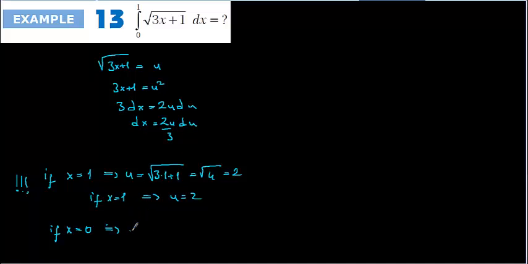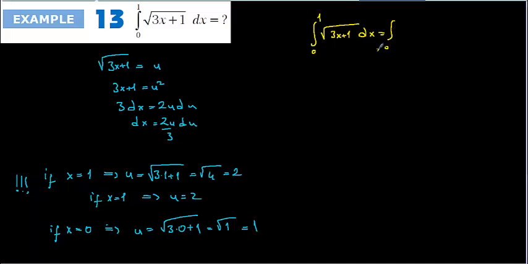If x is equal to 0, then u is the root of 3 times 0 plus 1, which is root of 1, because 3 times 0 is 0, so the answer is 1. Now, using these substitutions, the integral from 0 to 1 of the square root of 3x plus 1 dx becomes, after u substitution, an integral where 0 becomes 1 and 1 becomes 2.